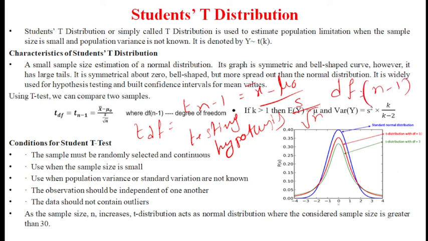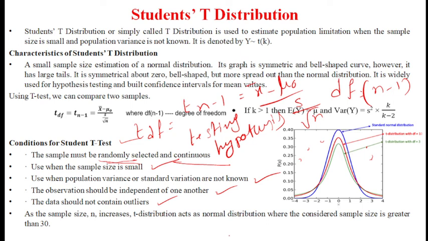What are the conditions for this student t-distribution? The sample must be randomly selected and continuous. Use it when the sample size is small. Use it when the population variance or standard deviation is not known. The observations should be independent of one another. The data should not contain outliers. Outliers should not be there. Sample size should be small.